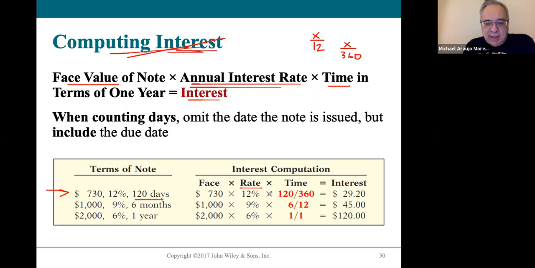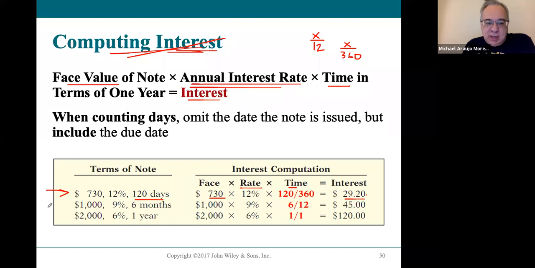So we multiply that by the time, 120 days divided by 360 days, and that gives us our interest. So when this note is paid, the face value and the interest are paid at the same time on the maturity date. So they will end up paying $759.20 when this is matured, when this is due.